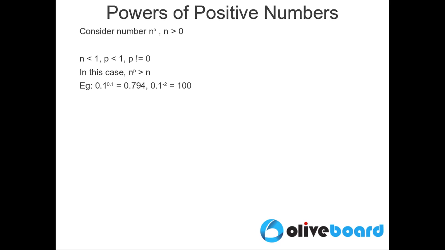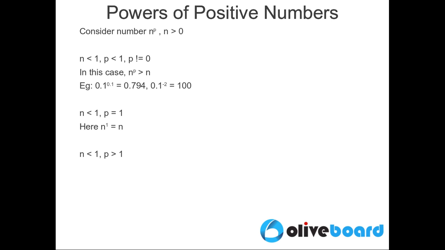For example, 0.1 raised to the power of 0.1 will be 0.794, which is greater than 0.1. 0.1 to the power of minus 2 is equal to 100. Now in the next case, n less than 1 and p is equal to 1. In all these cases, n power 1 will be equal to n.